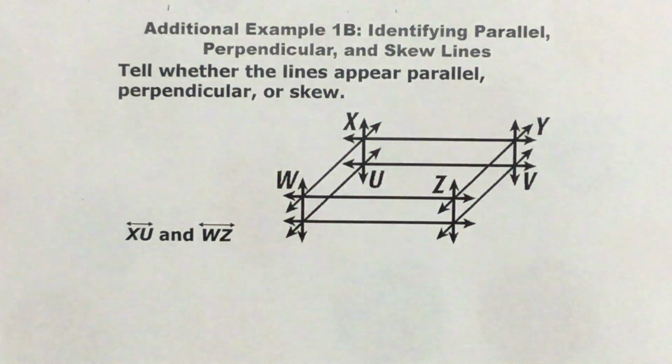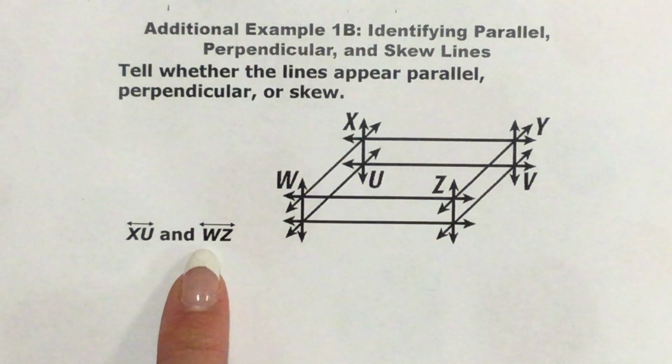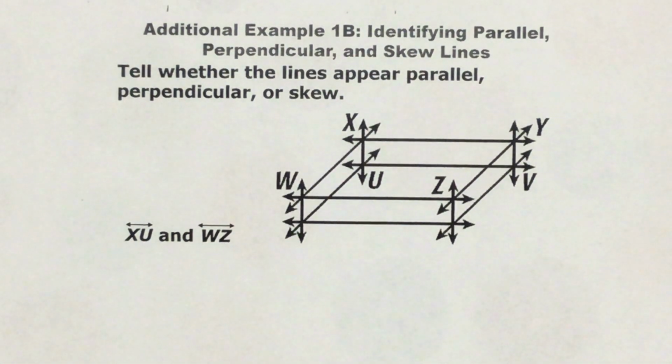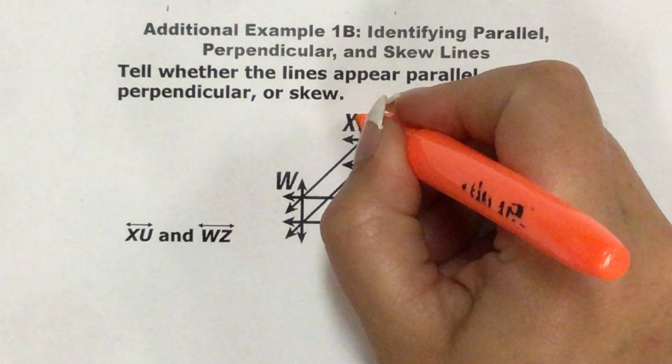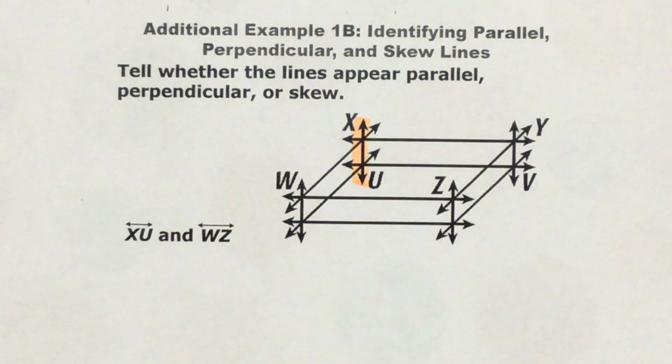Okay, let's go on to example 1B. We're going to do the same thing, except now we're looking at these two different lines. We are looking at XU and WZ.